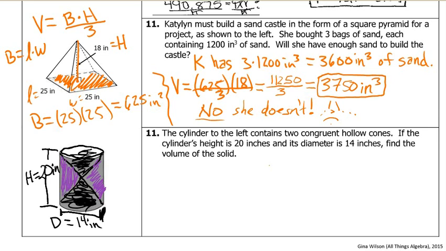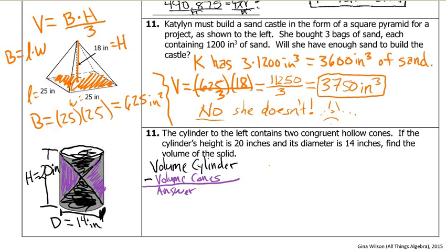So what we have to do is get the volume of the cylinder minus the volume of the cones. And this is going to be your answer. So answer, right? Whatever it is.